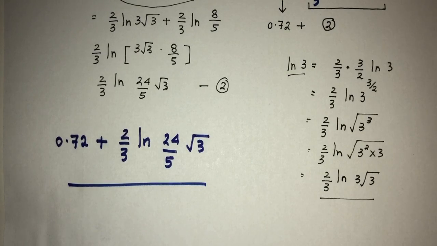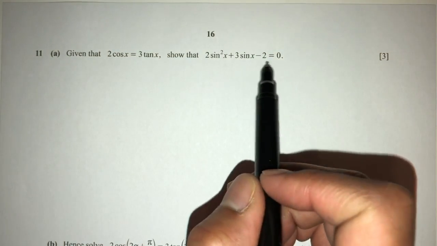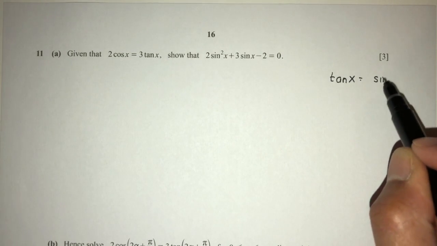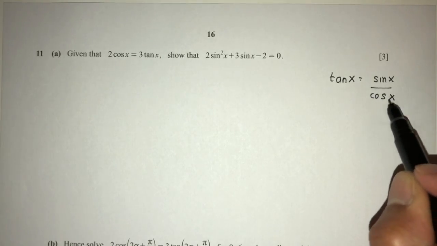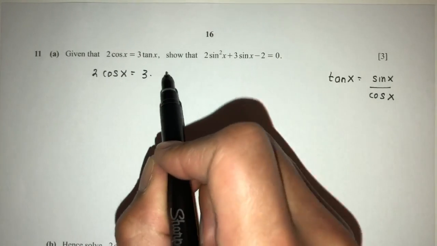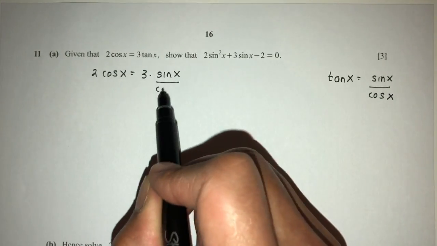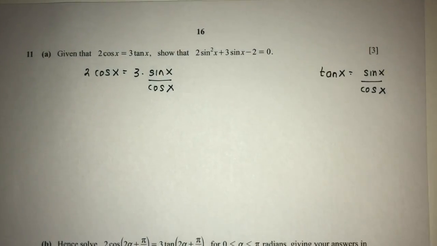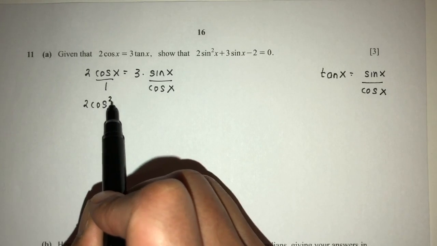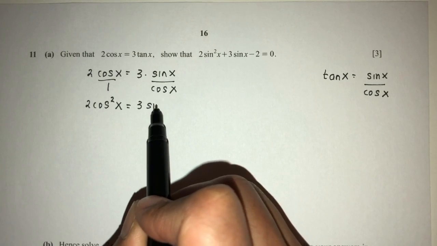Now I think we have one more question left, question number 11. Okay, so let's move on to 11. Given that 2 cos x equals 3 tan x, we have to show this equation. So one by one, obviously, we know that tan x is equal to sin x divided by cos x. Replace, you will have 2 cos x is 3 times sin x over cos x. Okay, now we can cross multiply, so this is over 1. You will have 2 cos square x is 3 sin x.